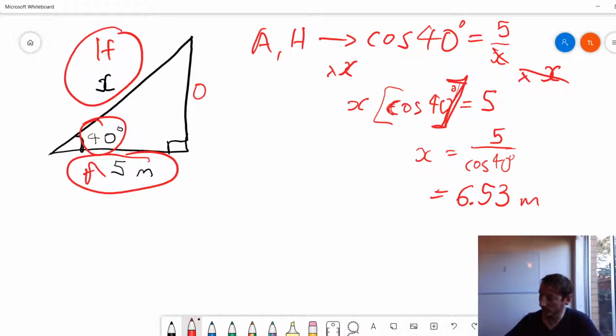Now you'll notice we did it in two steps here. I'll just write what we did here. We divided by cos 40 on both sides. We times by the x to get rid of divide by x and put it over to this side. And then the inverse of cos 40 is timesing by cos 40 is dividing by cos 40.